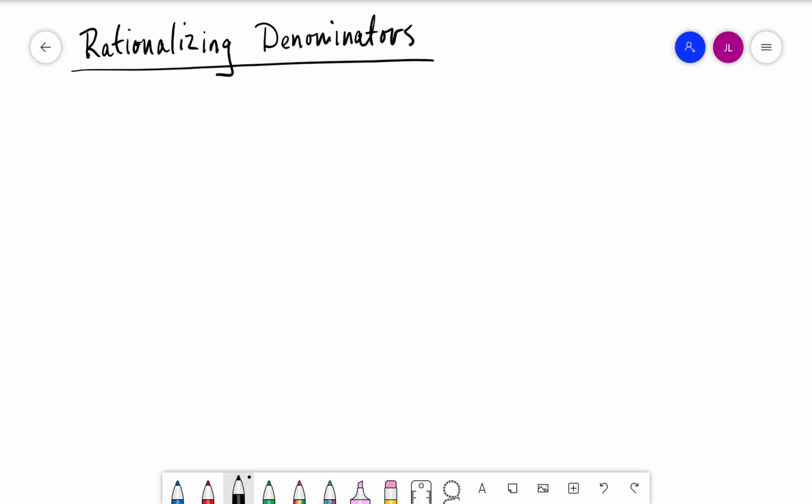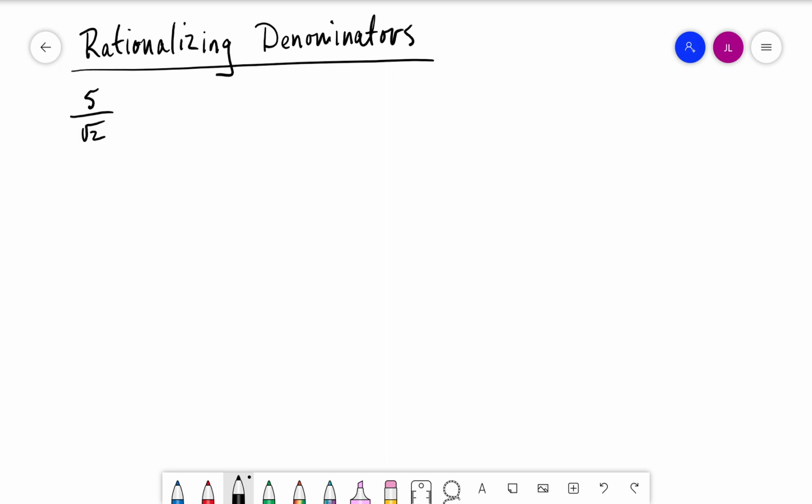Alright, we got a little video here on rationalizing denominators, and why we want to rationalize the denominator. Sometimes we can have a fraction, say something like 5 over the square root of 2, and we like to have things where we don't have a radical in the denominator. It's easier for us to work with. So what we want to do here is rationalize that. We'd like to get rid of that radical in the denominator.